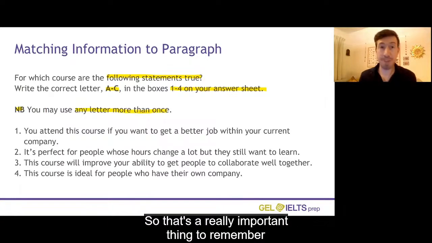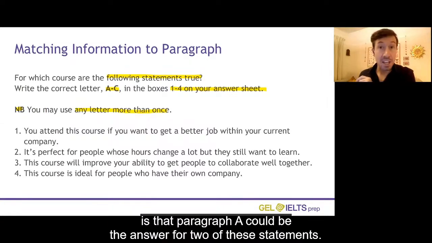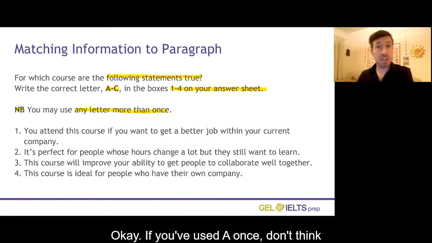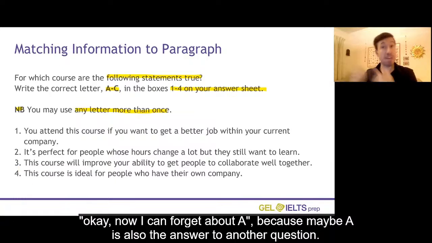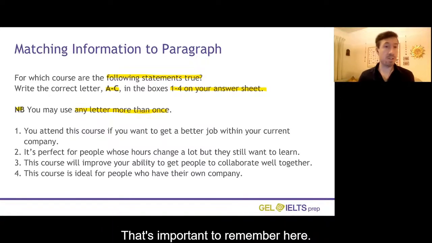So that's a really important thing to remember, is that paragraph A could be the answer for 2 of these statements, okay? If you've used A once, don't think, okay, now I can forget about A, because maybe A is also the answer to another question. So you can use them more than once. That's important to remember here.